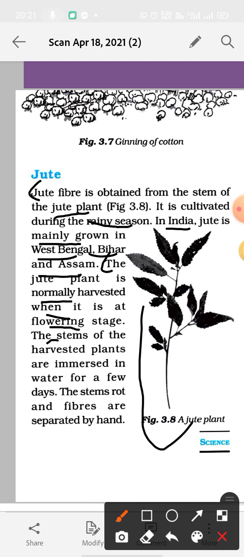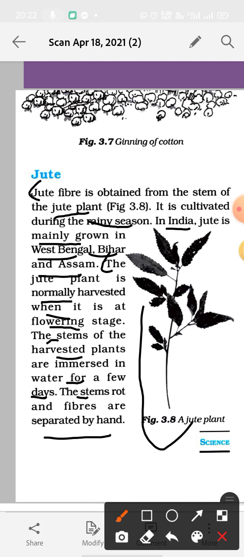The stems of the harvested plants are immersed in water for a few days. The stems, root and fibers are separated by hand. So what is given? The stems of the harvested plants are first immersed in water for a few days. What do we have to do? पहले हम इनको पानी में रखते हैं कुछ दिनों के लिए.